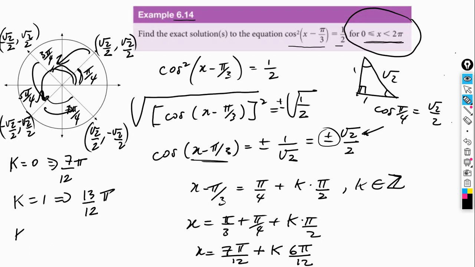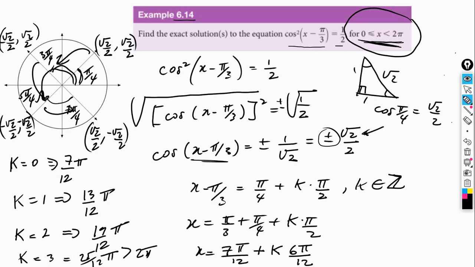If we do k equals 2, then we're going to get a solution of 19/12 pi. Okay, and these three solutions are still within this domain, right? These are still less than 2 pi. But if we do k equals 3, it's going to give us 25/12 pi. And 25/12 pi is more. This is greater than 2 pi. So this is not a solution.